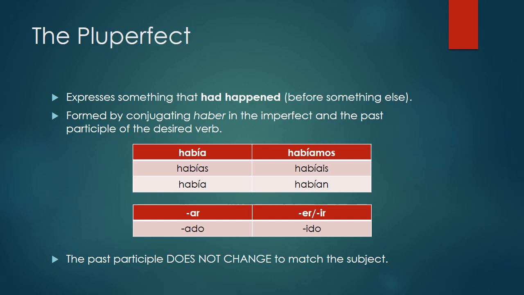Pluperfect is like the present perfect in the past. It expresses something that had happened, usually before something else. To form the pluperfect, you conjugate haber in the imperfect, and then you include the past participle of whatever verb you want to conjugate. So the endings for haber in the imperfect are había, habías, había, habíamos, habíais, habían. And the past participles once again end in -ado for AR verbs and -ido for ER and IR verbs. And the past participle does not change to match the subject, so it always ends in O.